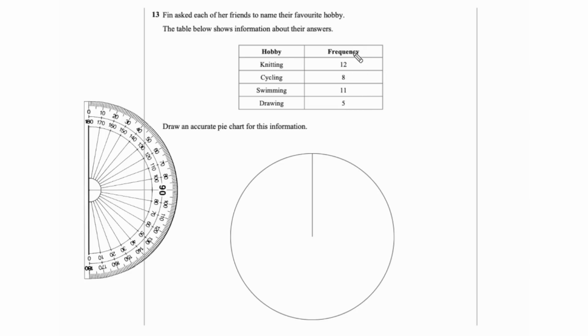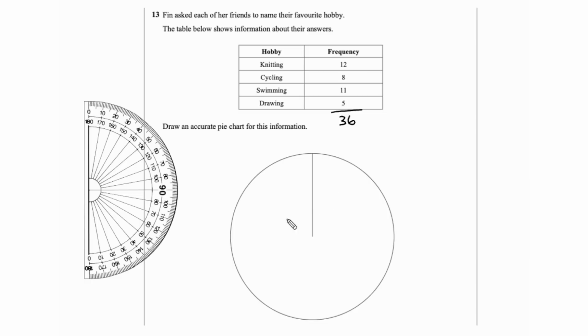Question number 13. Finn asked each of her friends to name their favourite hobby. The table below shows information about their answers. We've got knitting, cycling, swimming and drawing. So I'm going to start by adding all of these together. 12 add 8 add 11 add 5 is going to be 36. So when we add all of that together we get 36.